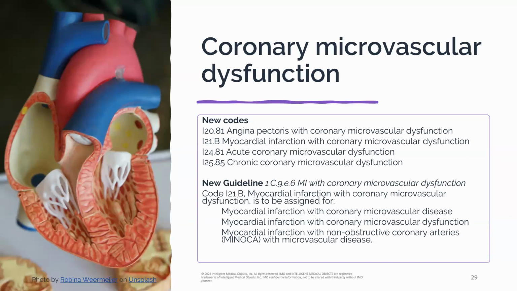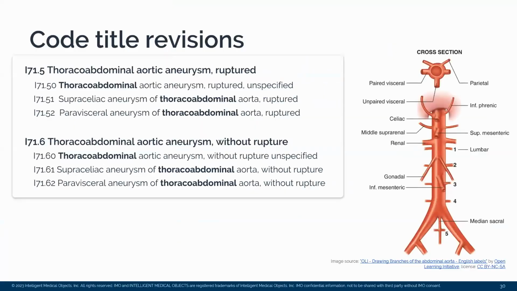So I wanted to highlight this new guideline for the MI with coronary microvascular dysfunction. It gives you three synonyms for what you might see in documentation, and where to take this code. So if you see MINOCA documented in your record, you would pick up the I21.B. We had some code title revisions related to thoracoabdominal aortic aneurysm. Last year, these codes were introduced, but the codes themselves actually had the title of abdominal aortic aneurysm, so they've corrected that.